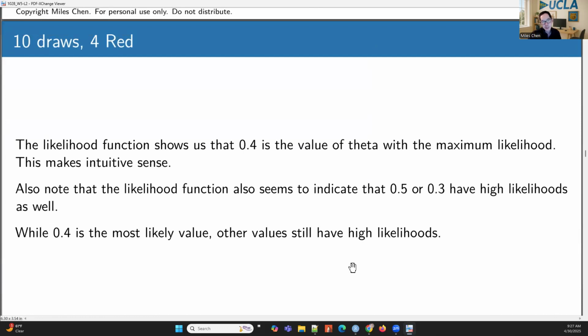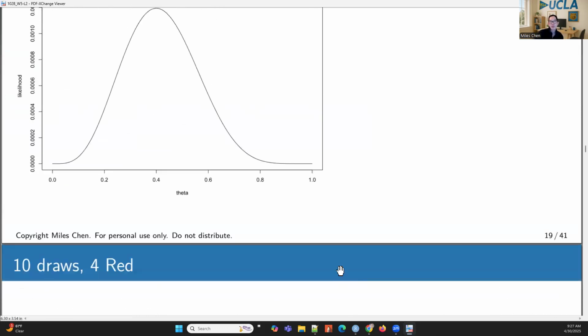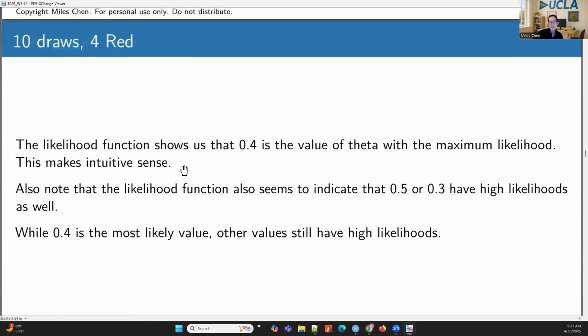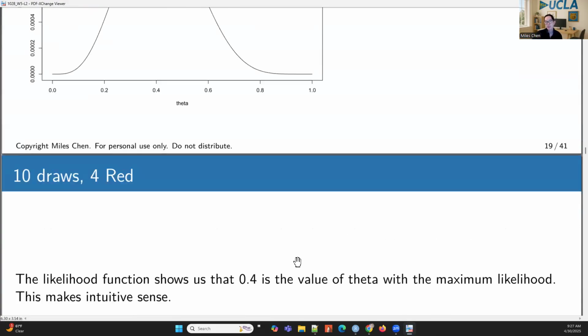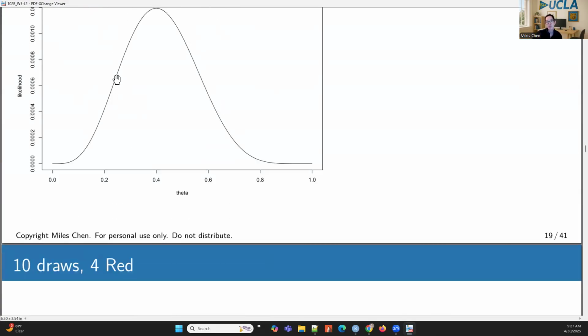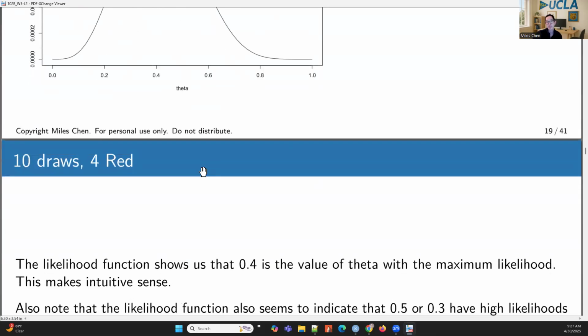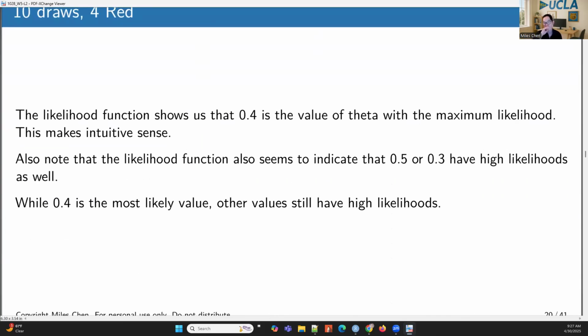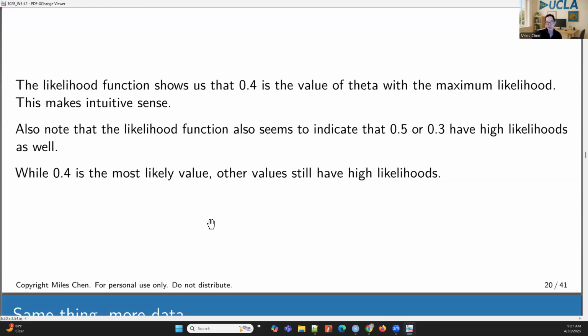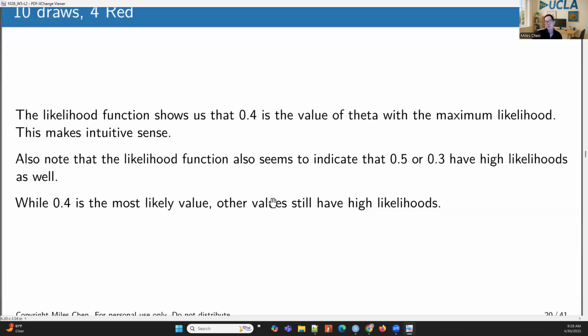So the likelihood function shows us that 0.4 is going to be the value of theta that maximizes the likelihood, and that makes intuitive sense. But it says any value basically between 0.3 and 0.5 is also very likely, but there's a bunch of other values that still have high likelihoods.